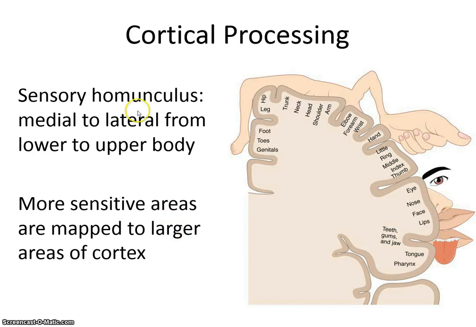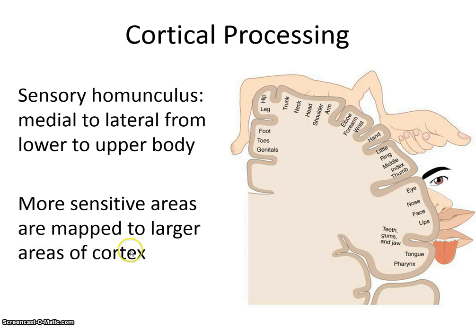In cortical processing, here we're looking at the true somatosensory, your general senses, in the parietal lobe. We call this the postcentral gyrus, or these bumps, the gyri. This is, of course, the gray matter. We talk about this thing called the sensory homunculus, which is just the name for this creature here. It runs medial to lateral, from lower body to upper body.